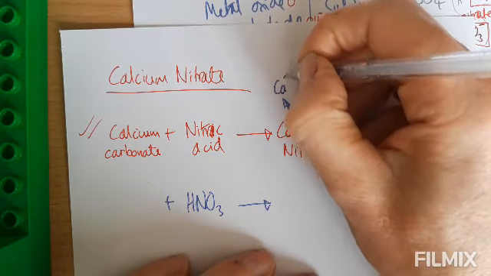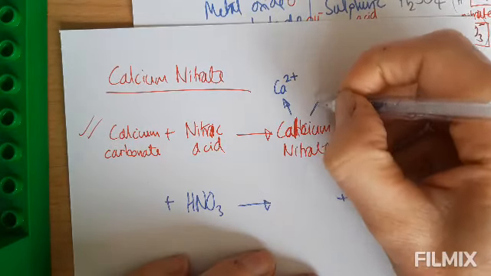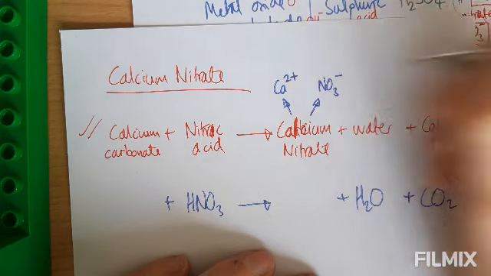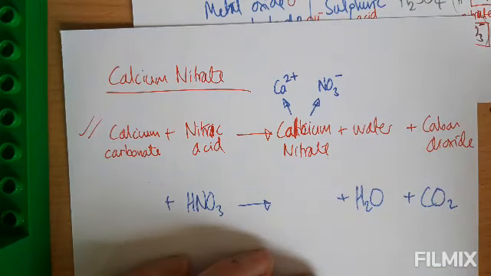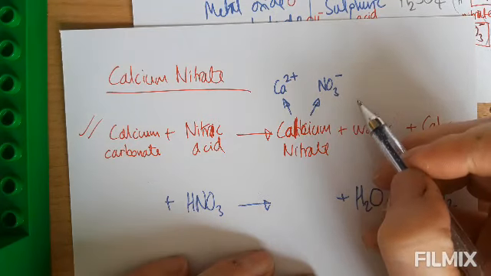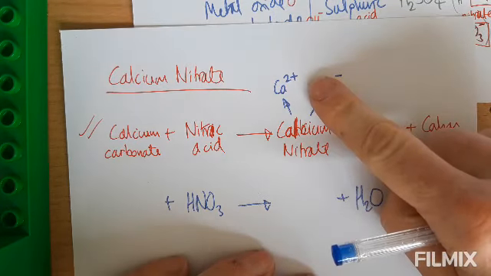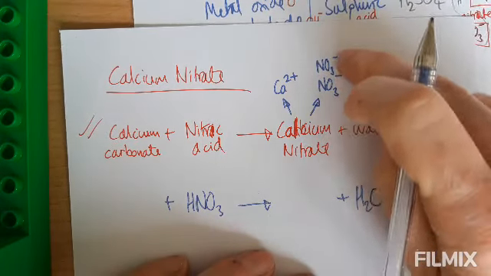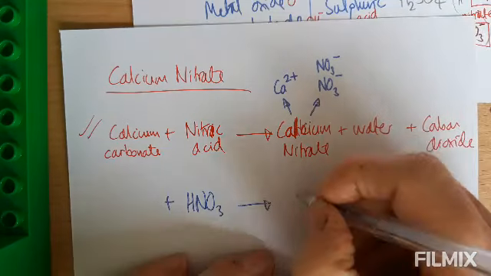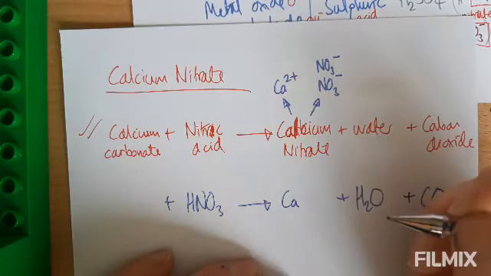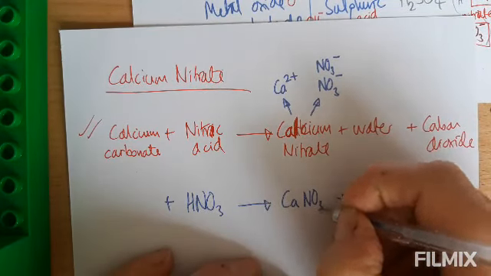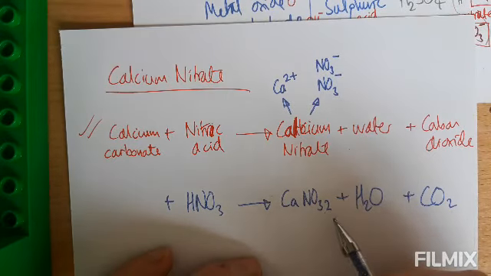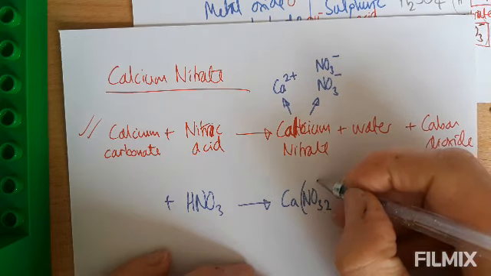Calcium is Ca2+, because it's in group 2. Nitrate is one that you have to learn, NO3-. It's not NO3-, it's NO3 with a single minus charge. That means I need 2 NO3 minuses to cancel out the 2 pluses. That means calcium nitrate is Ca and NO3 twice. That looks a bit funny, doesn't it? Because that says NO32, which is why we need some brackets around the NO3.